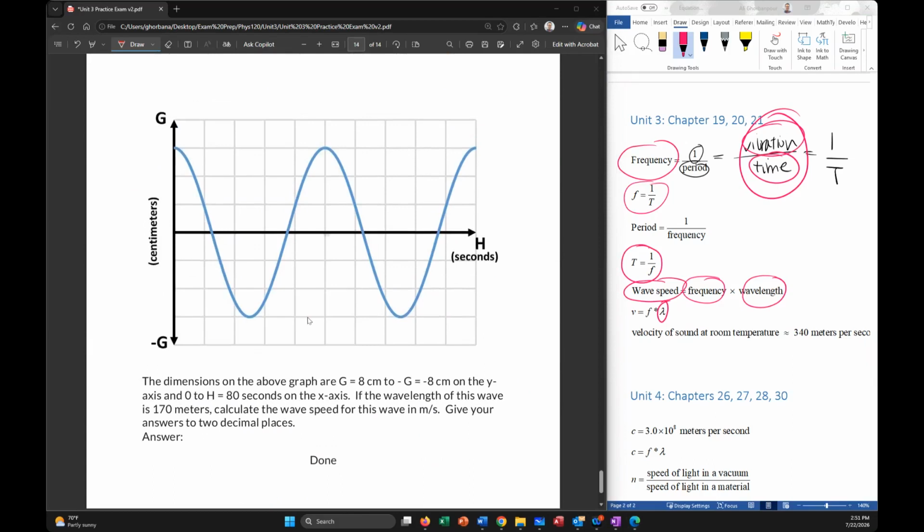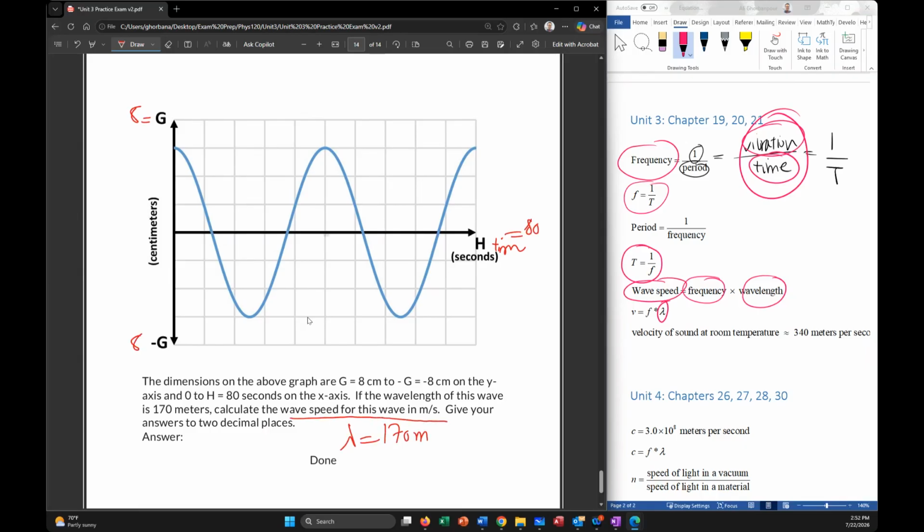Okay, so again, this is a displacement over time. Again, time can help us to find the period and the frequency. The y-axis goes from negative 8 to 8, and then the x-axis from here to here is 80. And the wavelength is given, 170 meter. Calculate the speed of this wave.